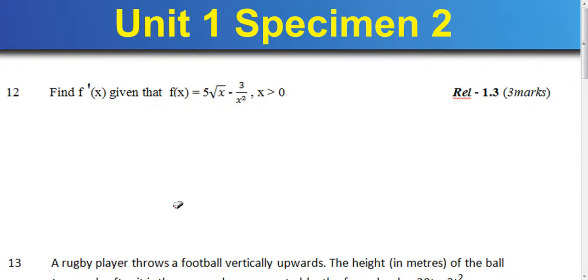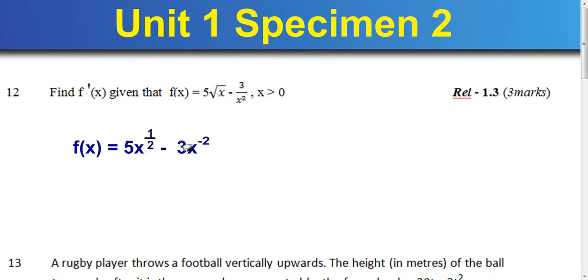Okay, question 12. On to differentiation now. So given f of x is all this, we've got to find f dashed x. So the first thing to do here is to sort it out so that we can actually differentiate it. And that means take any powers up to the top and change any roots into fractions. So that there is 5x to the power of a half, and take the x squared up to be x to the minus 2. That's going to give us this.